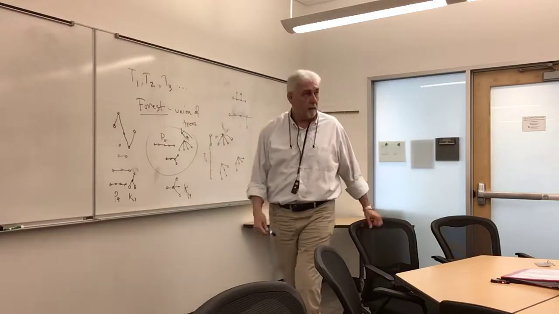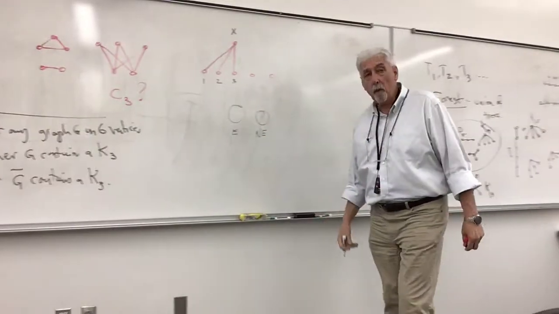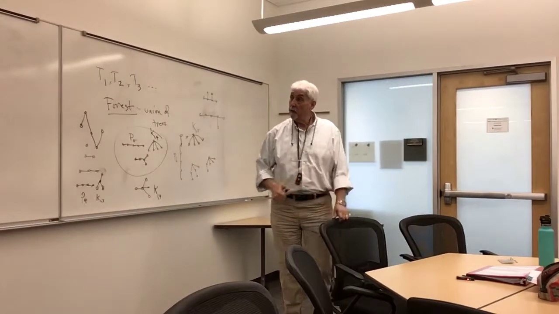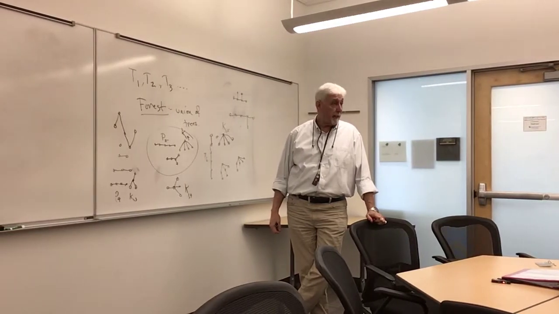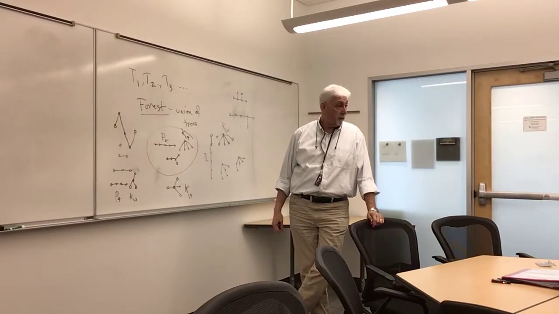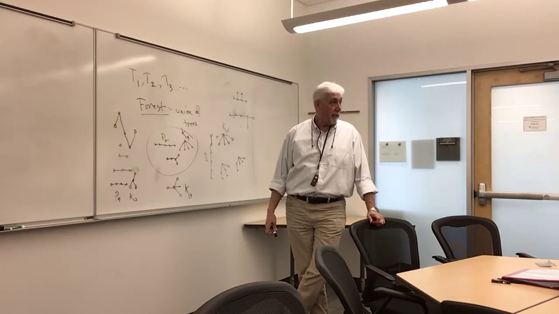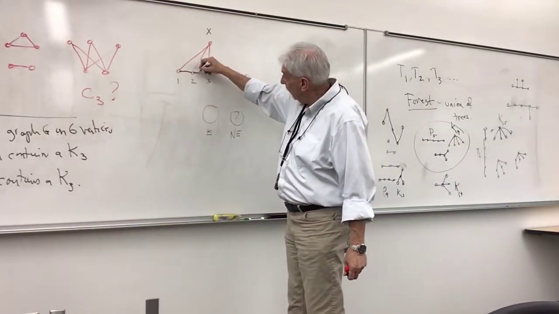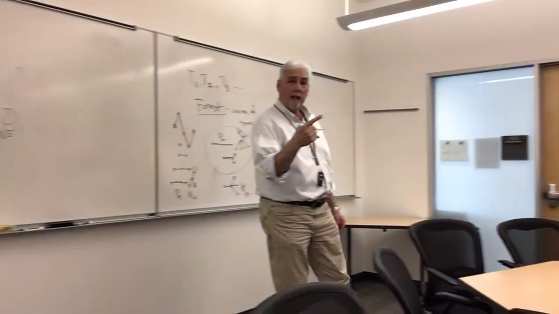Well, what can you tell me about, let's label these 1, 2, 3. What if 1, 2 is red? If 1, 2 is a red edge, then I have a red K3. If 2, 3 is a red edge, and if 1, 3 is a red edge. So if any one of these edges is red, we would have a red K3. Well, if they're not red, what are they? Oh, so if they're all black, then what do I have? I have a black K3.